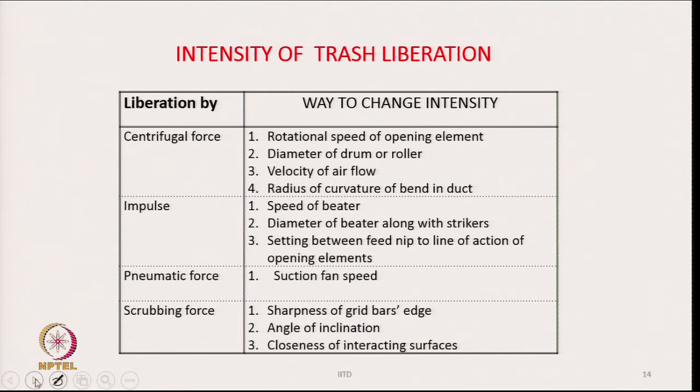Okay. Now, we will discuss how to increase the intensity of trash liberation. So, we have understood that there are two mechanisms which are important for cleaning: liberation and separation. For liberation, the forces are centrifugal force, impulse, pneumatic force, and the scrubbing force, which is basically a loss of kinetic energy.